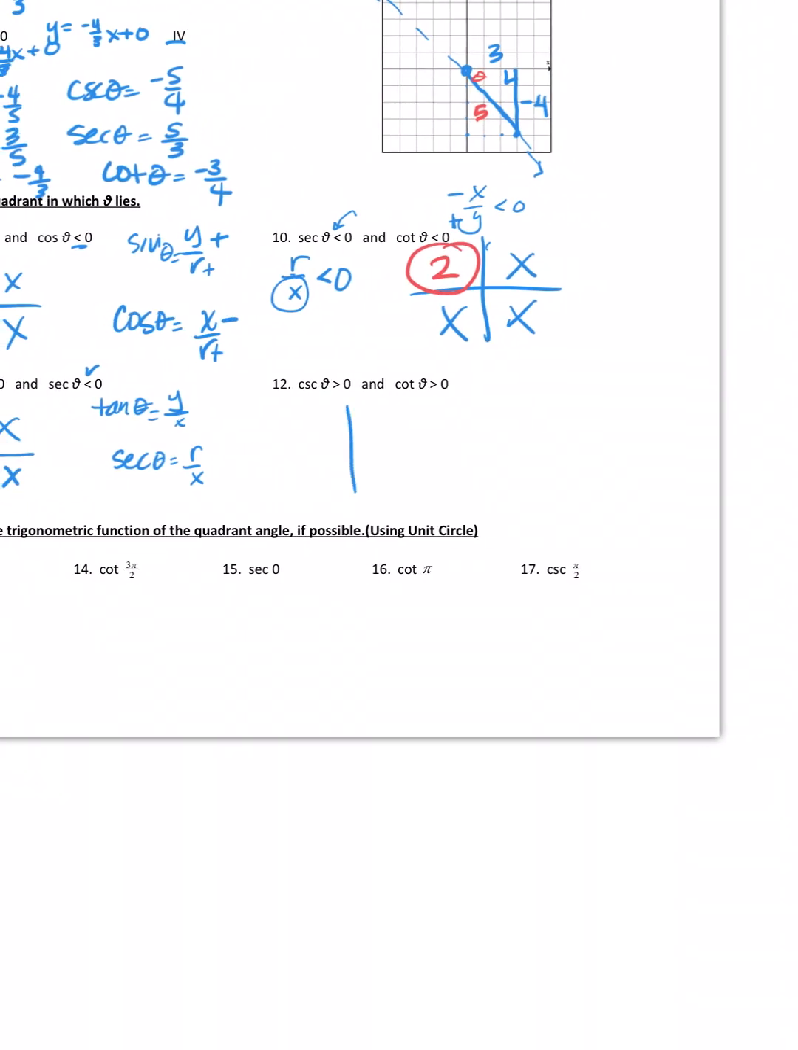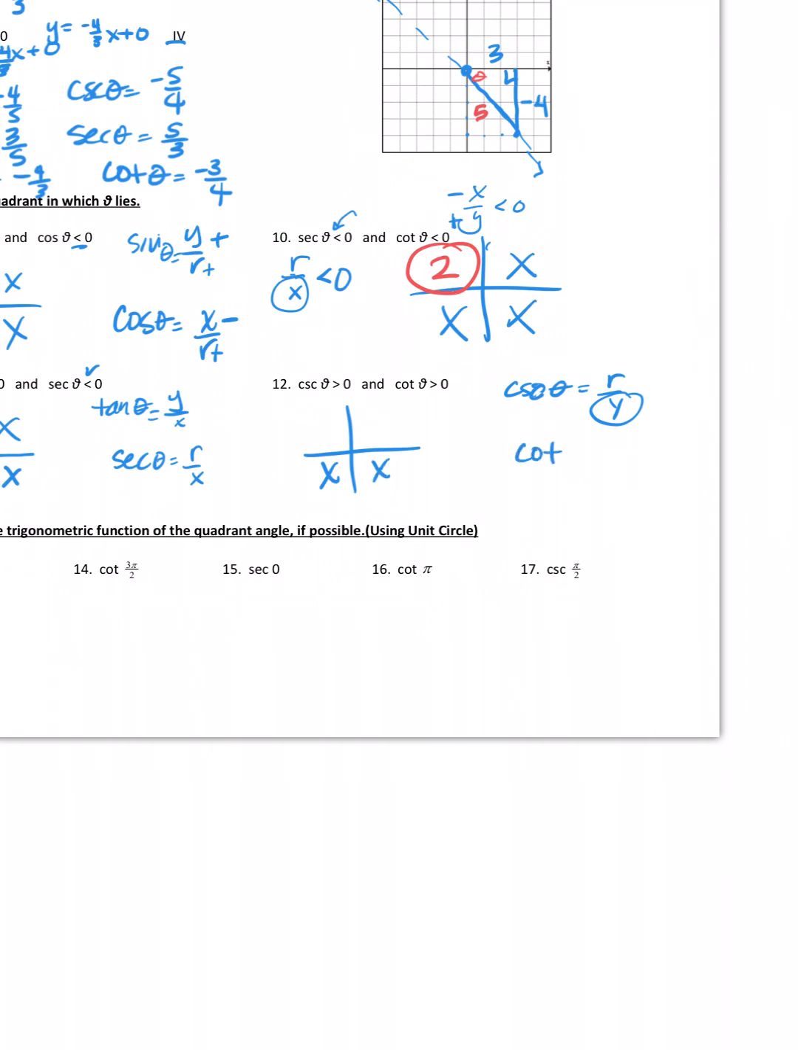Last one like this. Okay, so cosecant of theta, you don't have to write out this step. This is just my logic as I'm getting there, okay? Cosecant is r over y. So it's really talking about the y value. If the y is positive, that means I can eliminate quadrants 3 and 4.